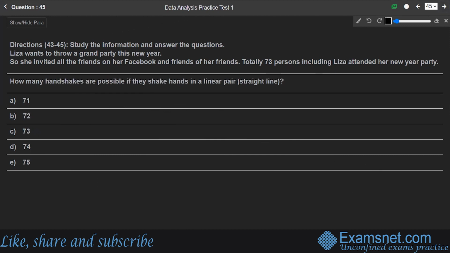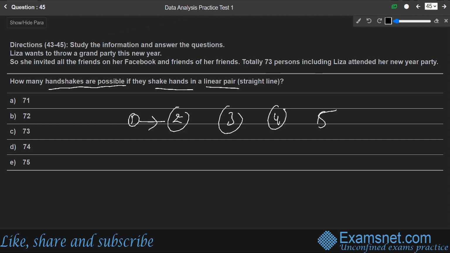Now, the same question continues. Now he's asking how many handshakes are possible if they shake hands in a linear pair. Let us try to establish how many handshakes are done when people shake hands in a line. Linear pair means a straight line. Let's have first person, second person, third person, fourth person, fifth person. So one will shake hands with second, second with third, third with fourth, fourth with fifth.